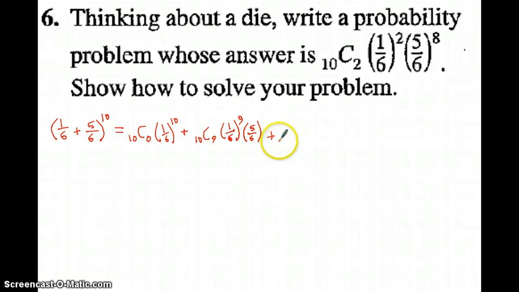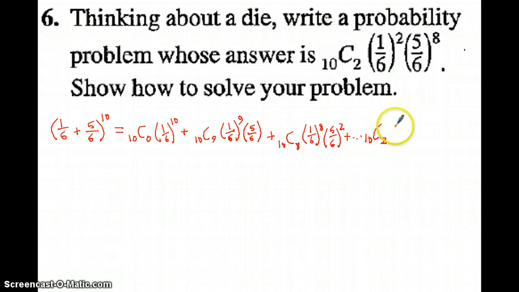The next one would be 10c8, I guess. I'll do one more and then I'll skip ahead. 1/6 to the 8th power, 5/6 squared, and skip a few because the one I really care about is this one. This thing is in the middle of all this. 10c2, 1/6 squared, and 5/6 to the 8th. So that's 5/6 again to the 8th, and it's not over. It keeps going all the way down to 10c0, 1/6 to the 0, 5/6 to the 10th.